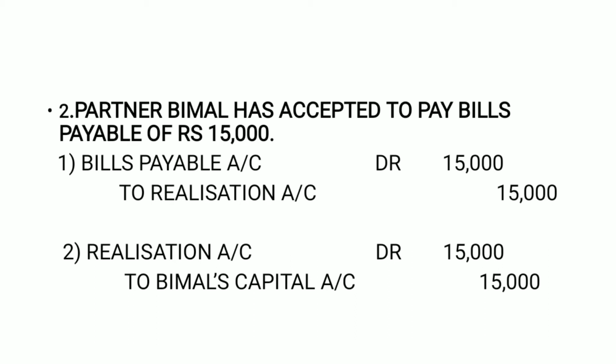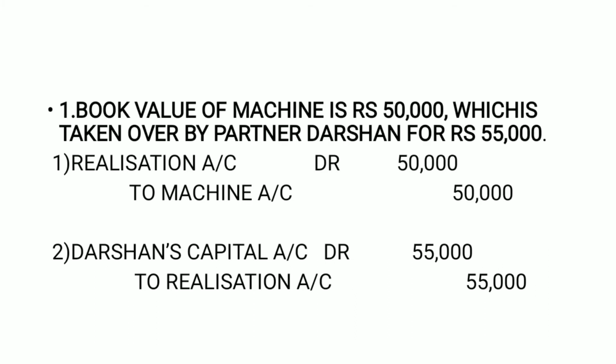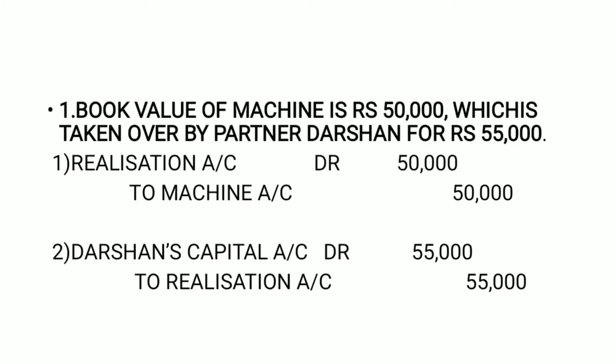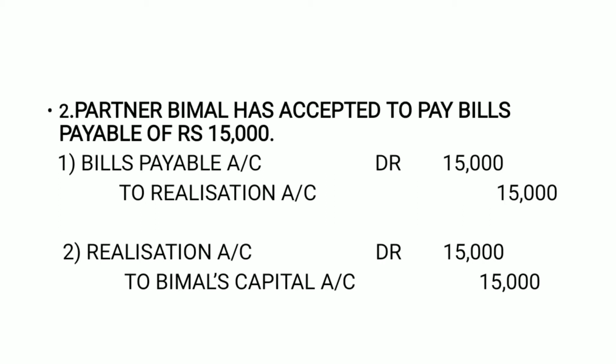I hope you are clear with transaction number 1 and transaction number 2. The first transaction is about closing an asset and the partner has taken over the asset. The second is about the liability being closed and the liability will be paid by the partner. Okay, so let us see which is the third transaction in the given sum.